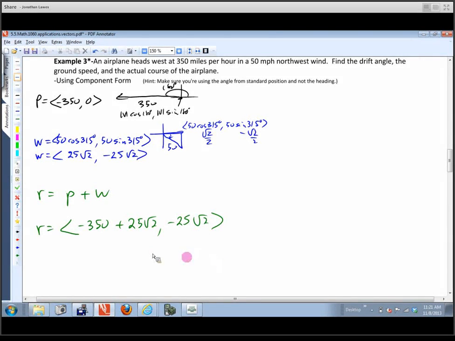So the interesting part about this is, let's figure out what the magnitude is. It better match up with what we had before, but you remember we can just square each component. So this would be negative 350 plus 25 radical 2, comma, squared. And this is going to be 25 radical 2, comma, squared. Doesn't matter if it's negative there, but let's type that into our calculator and see what we end up with.